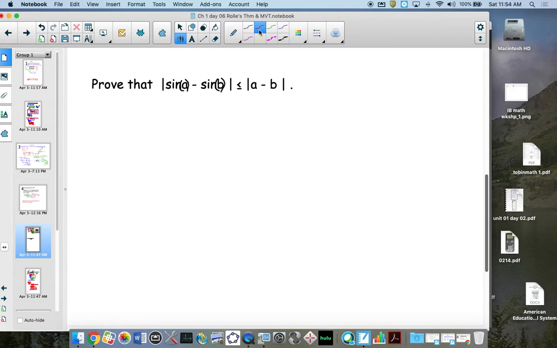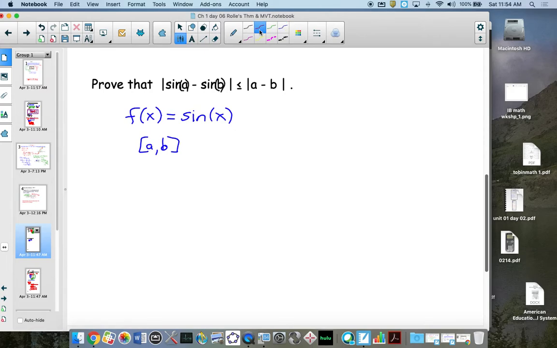So what we need to do is figure out, let's say we have a function. What do you think our function should be? Probably sine of x, right? What do you think our interval should be? Oh, probably a to b. And we know the sine of x is continuous and differentiable everywhere. And so we need to find somewhere where the average rate of change equals the instantaneous rate of change.